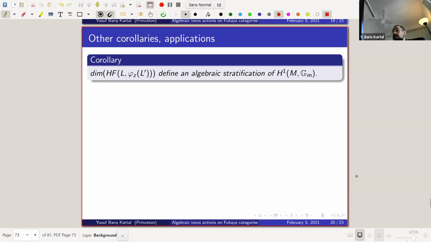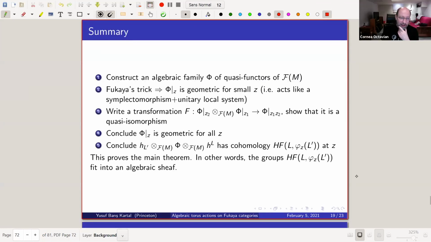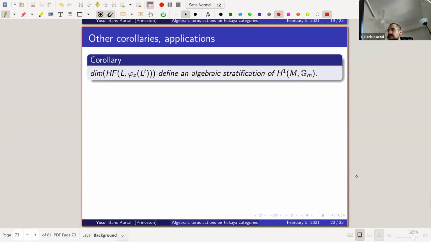Okay. Paris, maybe you can say a word about how this Fukaya trick actually works, because it might be that many people don't actually know this trick. Okay, sure. I'm almost done. Do you mind if I actually postpone it to the end? Of course, no problem. Absolutely. It's like 3 minutes left.